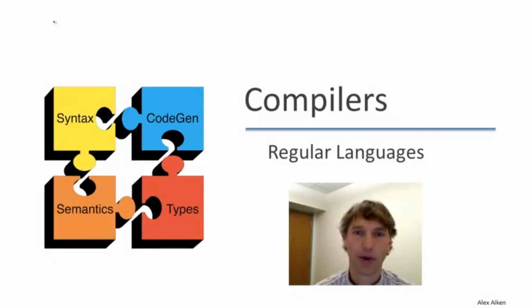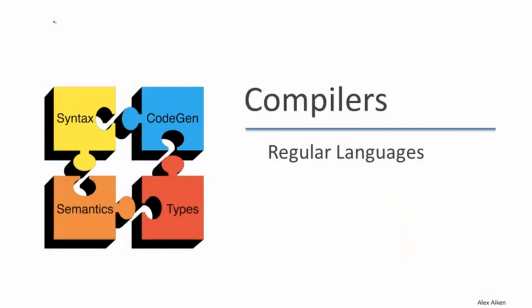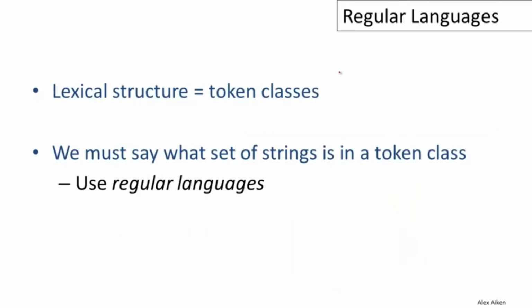In this video, we're going to talk about regular languages, which are used to specify the lexical structure of programming languages. To briefly review, the lexical structure of a programming language is a set of token classes, and each one of the token classes consists of some set of strings. Now, we need a way to specify which set of strings belongs to each token class, and the usual tool for doing that is to use regular languages.